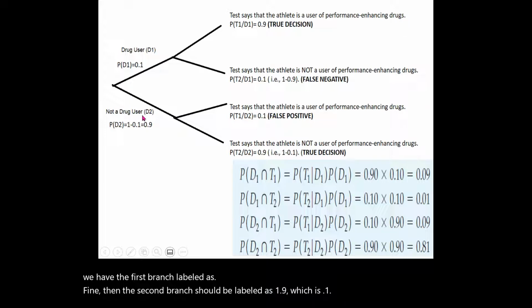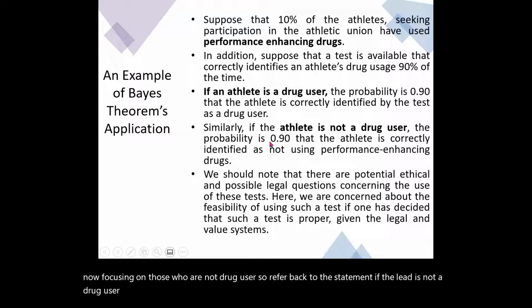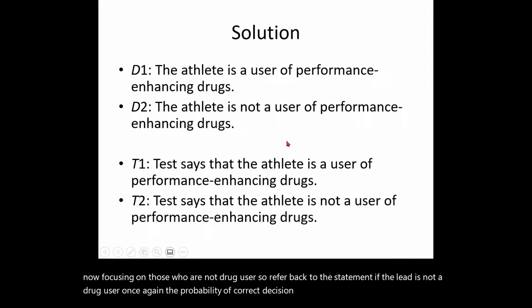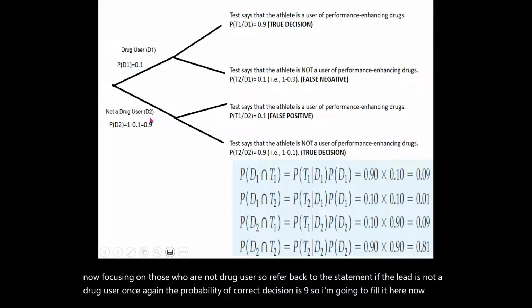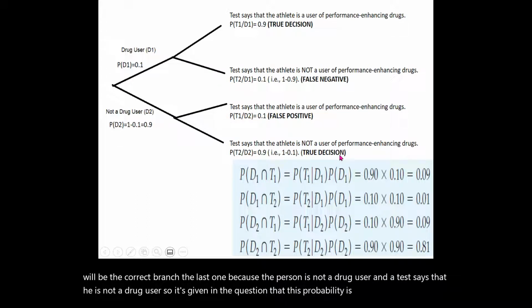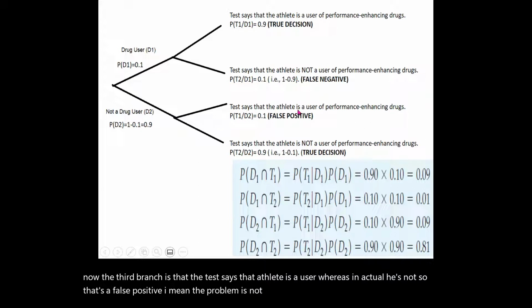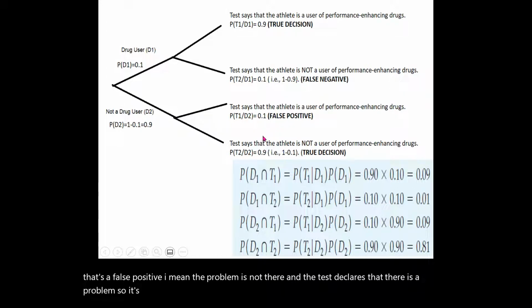Now focusing on those who are not drug users. Referring back to the statement, if the athlete is not a drug user, once again the probability of correct decision is 0.9. So I'm going to fill it here. The last branch is the correct one, because the person is not a drug user and the test says that he is not a drug user. It's given in the question that this probability is 0.9, so it's a true decision. Now the third branch is that the test says that the athlete is a user whereas in actual he is not. So that's a false positive. The problem is not there and the test declares that there is a problem. It is equal to 1 minus 0.9, which is equal to 0.1.